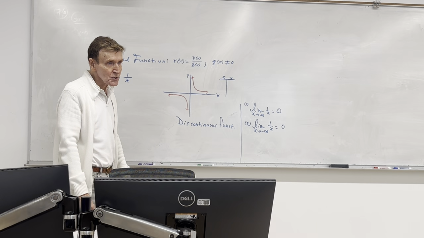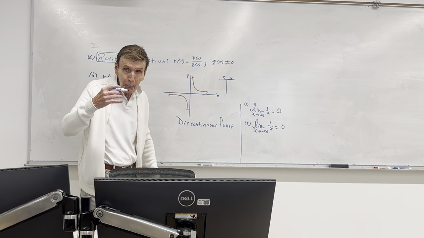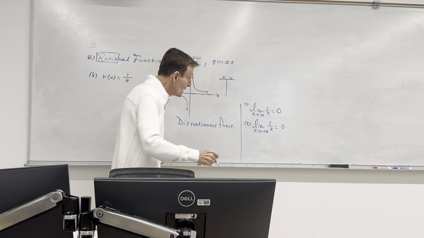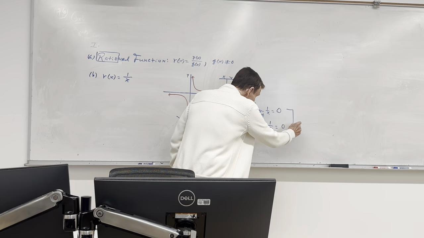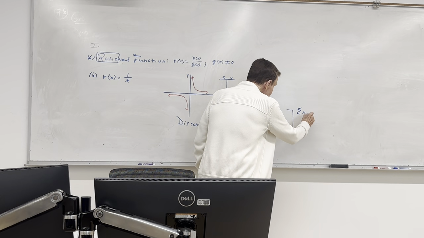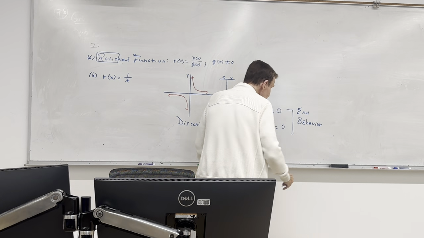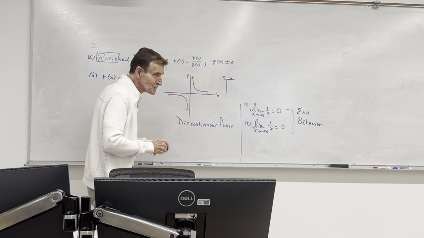Now, what did I just describe for this 1 over x graph? Tell me the words I need that would be appropriate based on what we did before the break. What did I just describe here? This is the end behavior of my 1 over x graph.